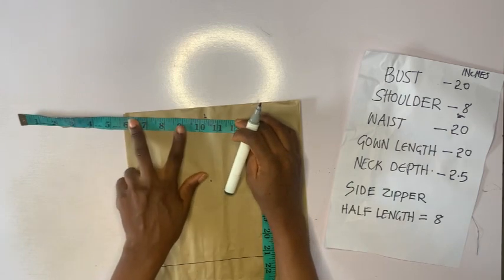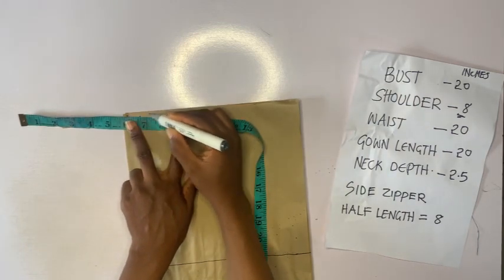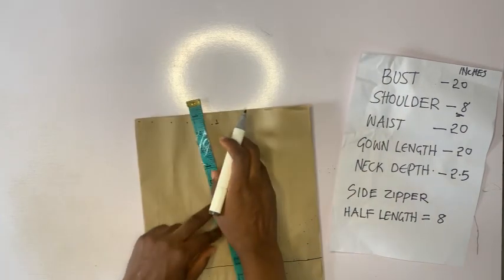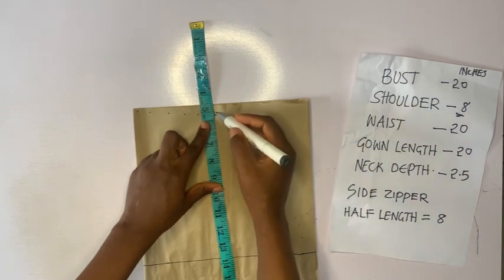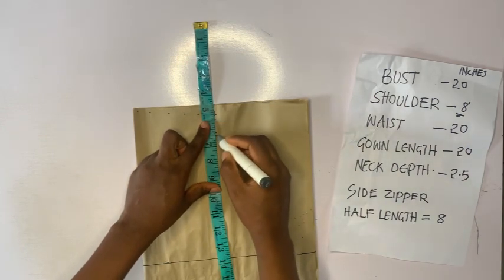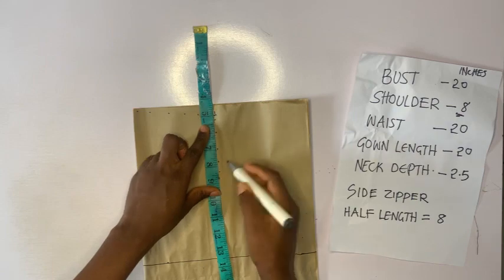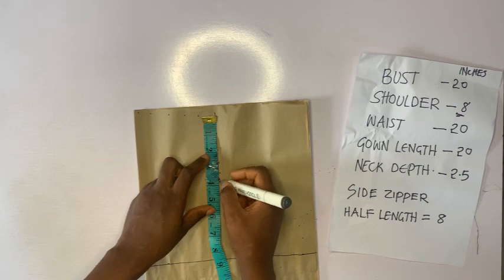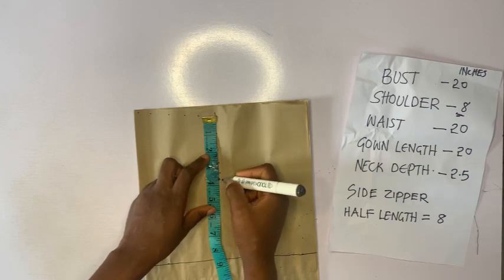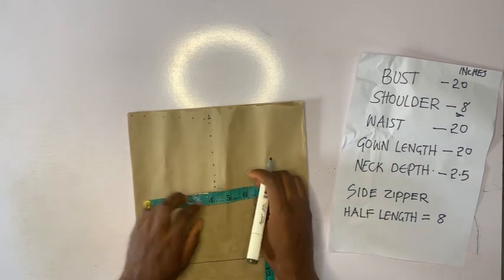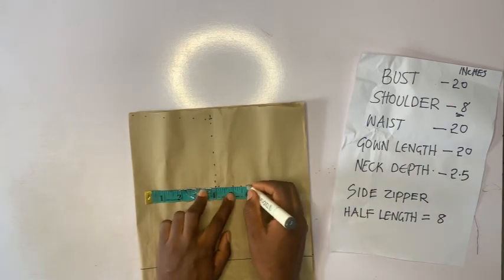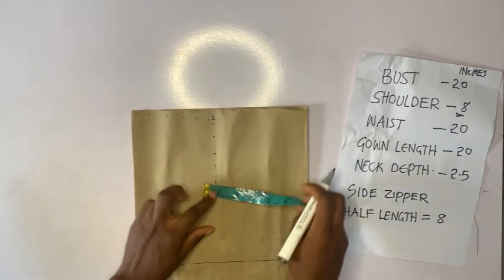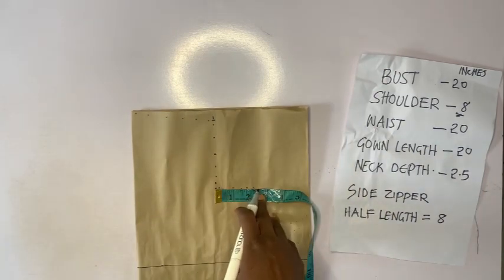Then you come down by half inch to create a slope. Then you join the points. I like using dotted lines. You transfer the measurement horizontally. Then you mark 2 inches vertically and horizontally. Then you create a curve.